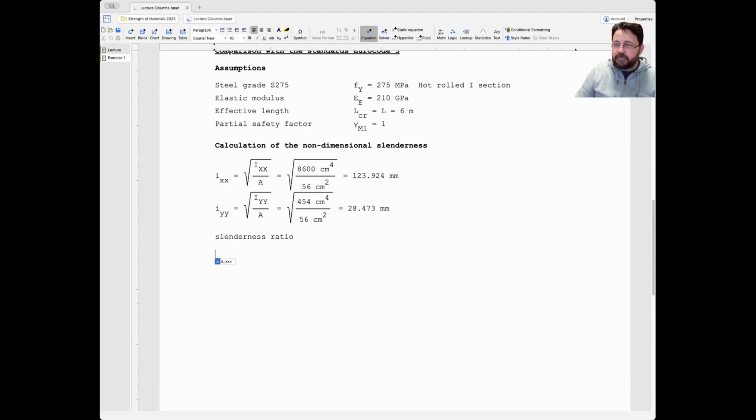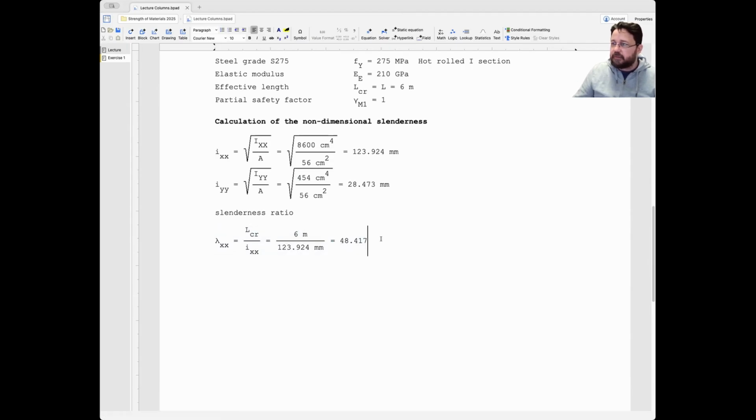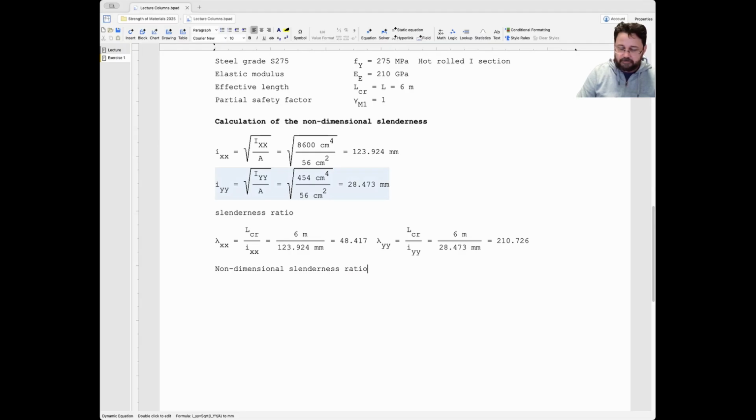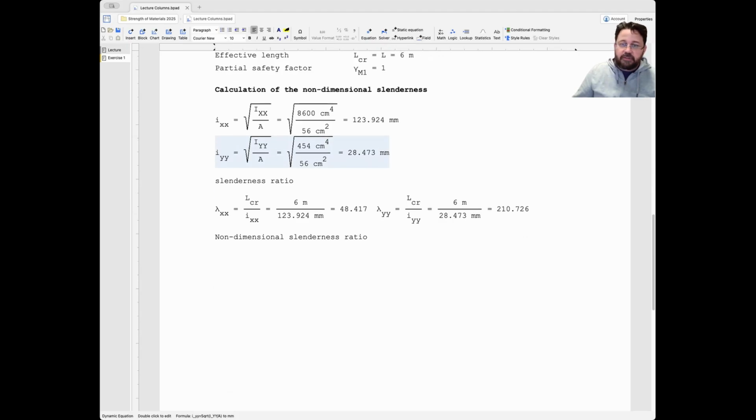Lambda xx is equal to the critical length divided by the radius of gyration, this one here. And then we do the same with the y-axis equation, lambda y, which is equal to the length divided by this radius of gyration. There it is. Now we can calculate the non-dimensional slenderness ratio, and again we're going to have it in both cases.